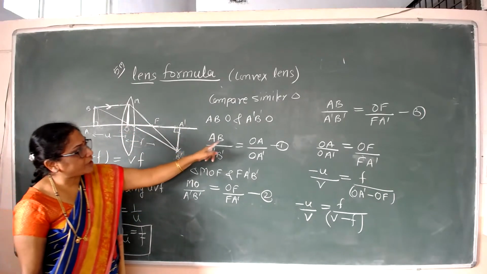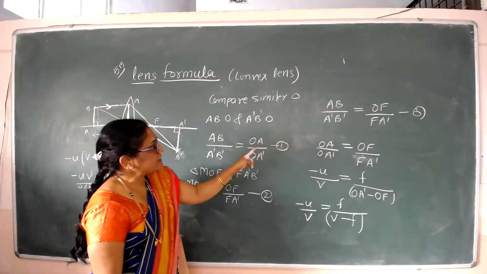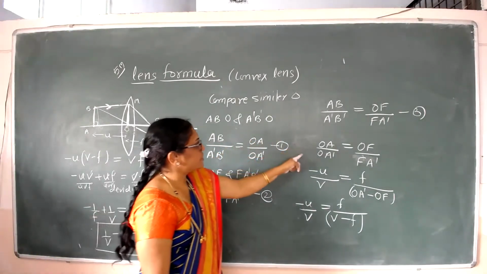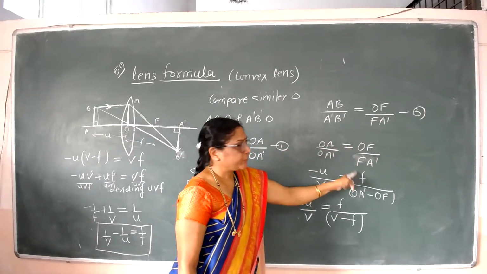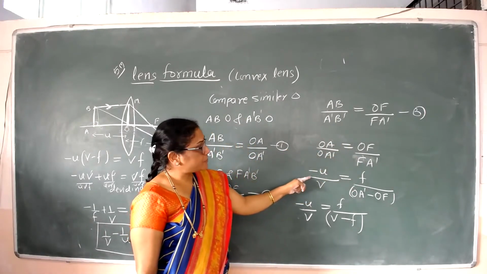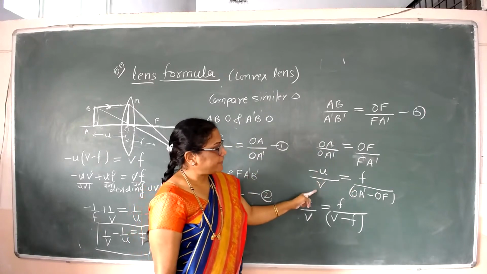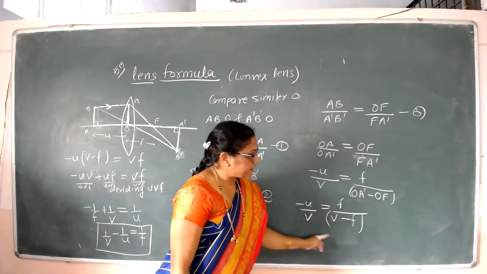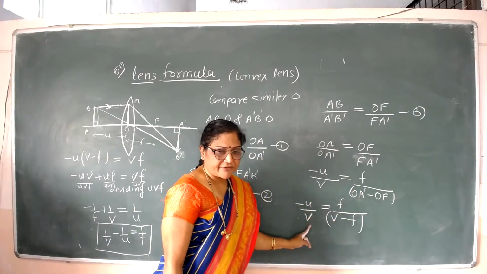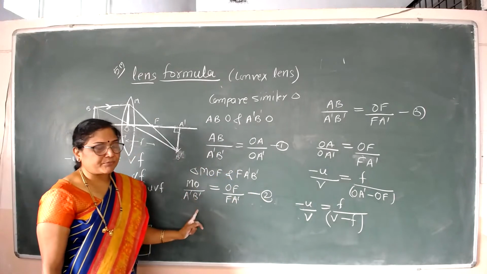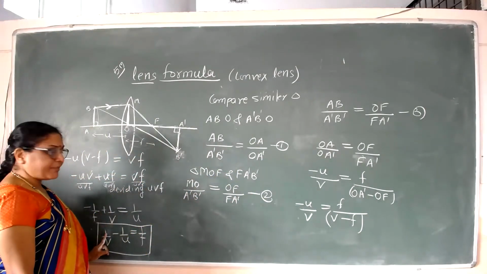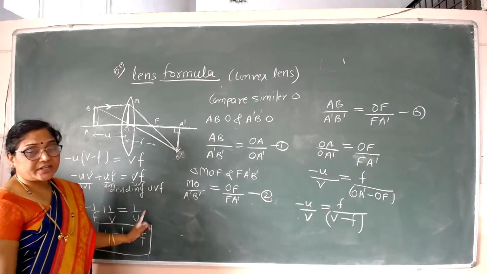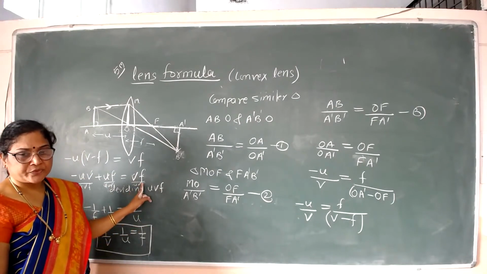So when we compare equation 1 and 3, one side is the same, so the other side is also the same. Therefore, OA by OA' is equal to OF by FA'. OA is the object distance, in the opposite side, minus u divided by v. OF is f, and FA' is OA' minus OF. In this way we substitute the values, cross multiply this equation and we get the lens formula. That lens formula is 1 by v minus 1 by u is equal to 1 by f. So in this way we derive the expression for the lens formula.